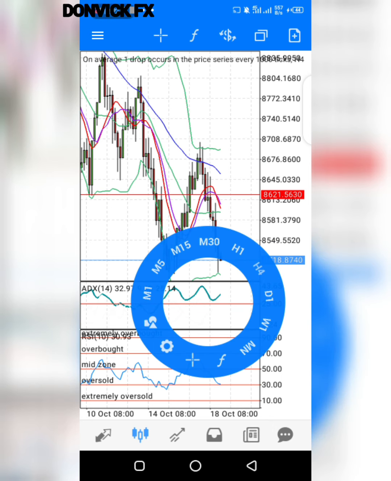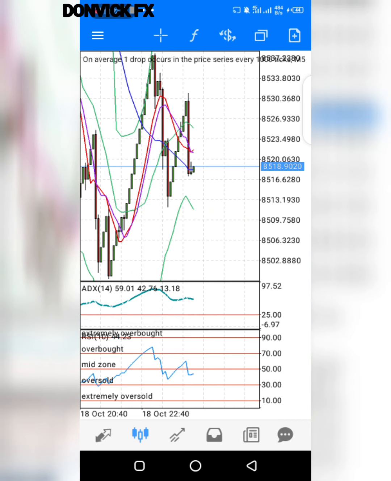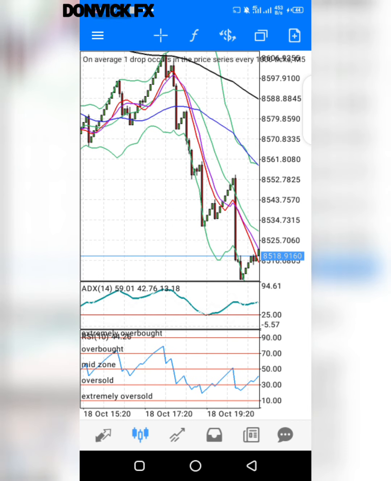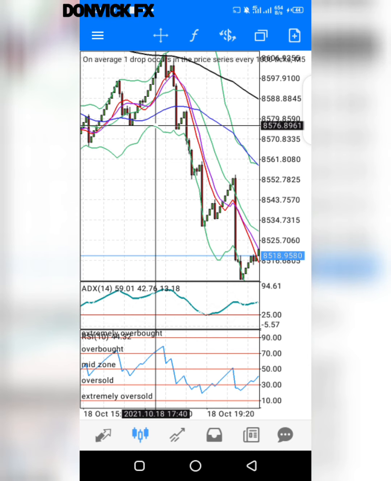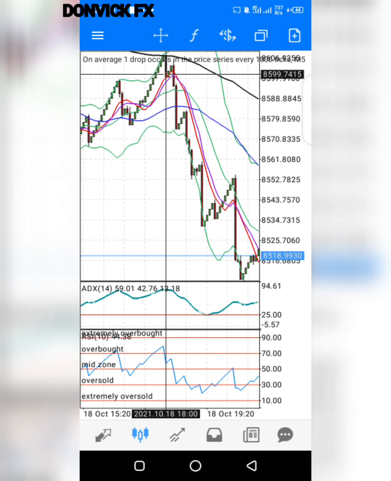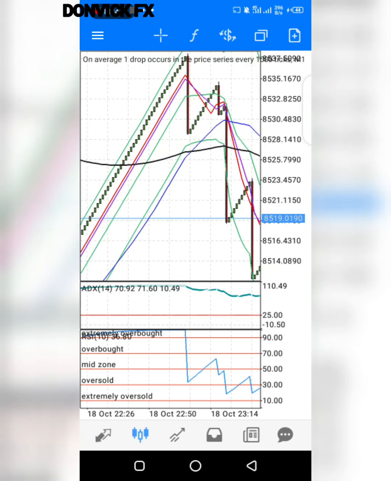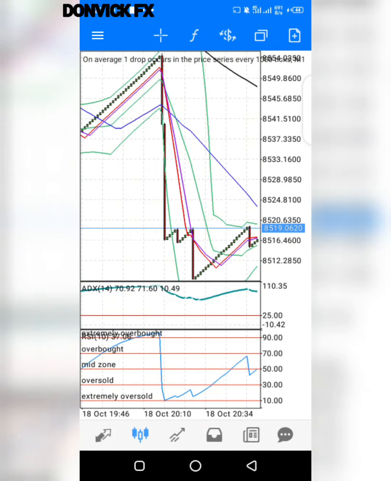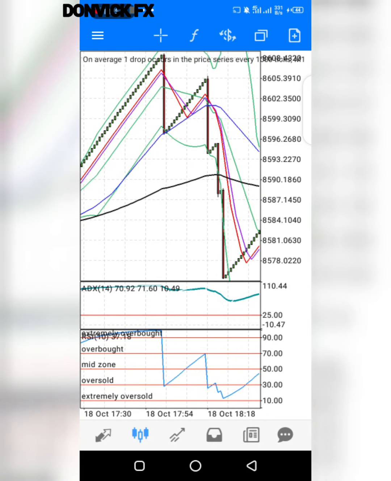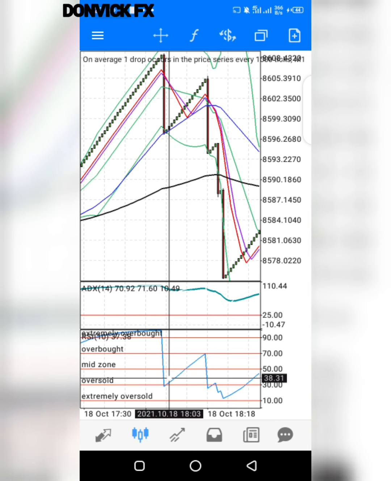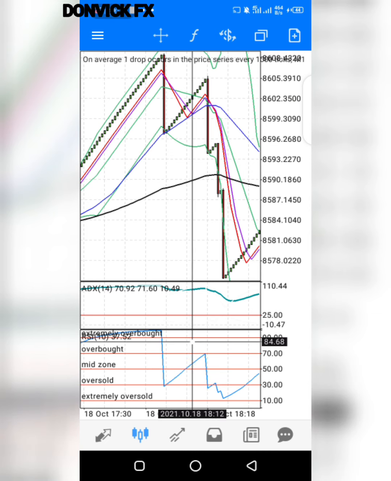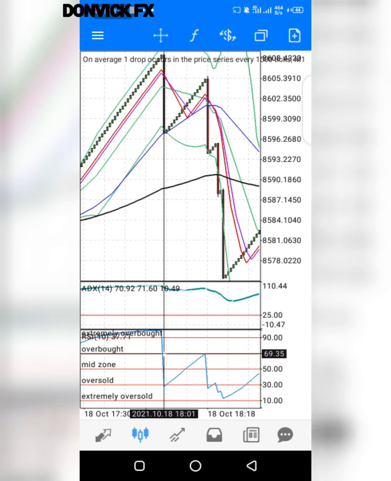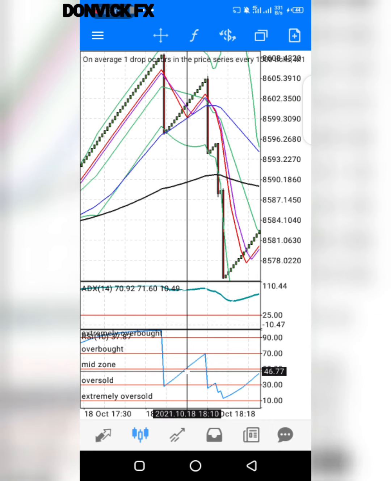Now, like I said, after analyzing your M5, and you have taken a trade, let's say a sell trade, and your confirmation has been met, you go to your M1. When you go to your M1, what you need to do is to use this RSI. Note these key levels: 70, 50, and 30.